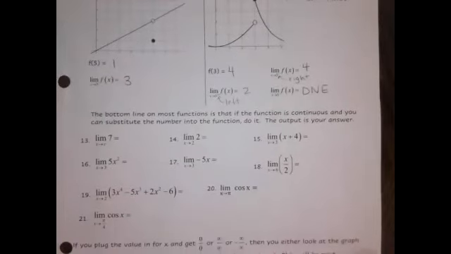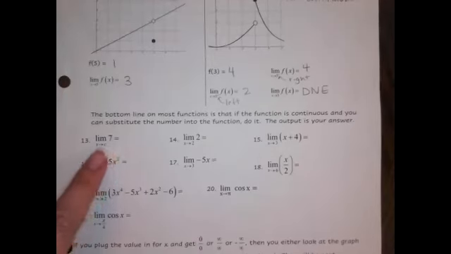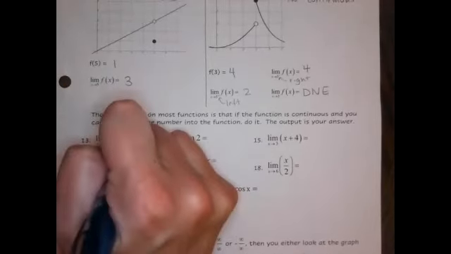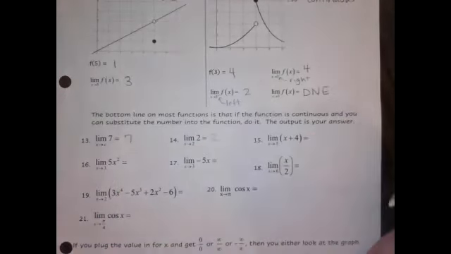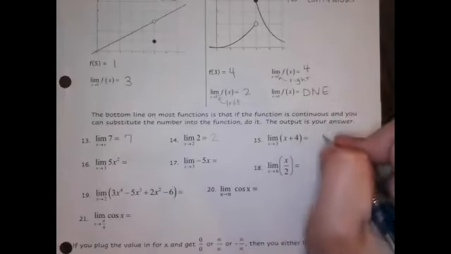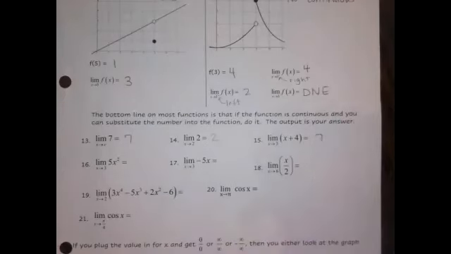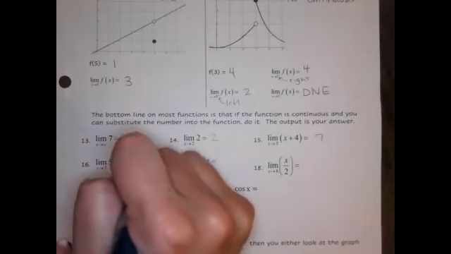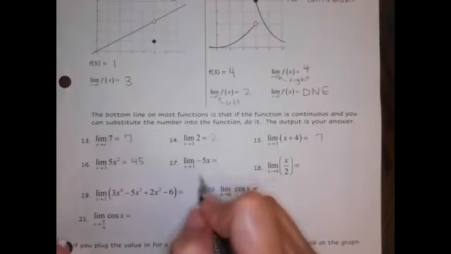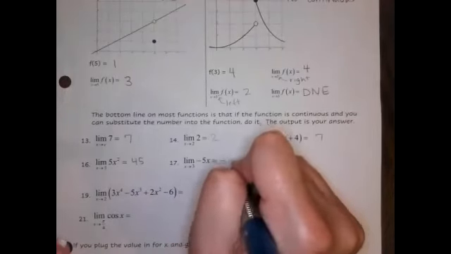All right, so the bottom line on most functions is that if the function is continuous and you can substitute the number into the function, do it. That's the easiest way. The output is your answer. So something like this, the limit of 7, well, that's easy. All of the points are at 7. Same thing with this one. This one is a line. A line is continuous, so the easiest way is to plug in that 3, so we get 7 there. A quadratic is continuous, so we can plug in the 3 there. 3 squared is 9 times 5 is 45. This negative 5x, again, we have a line, so we can plug that in.